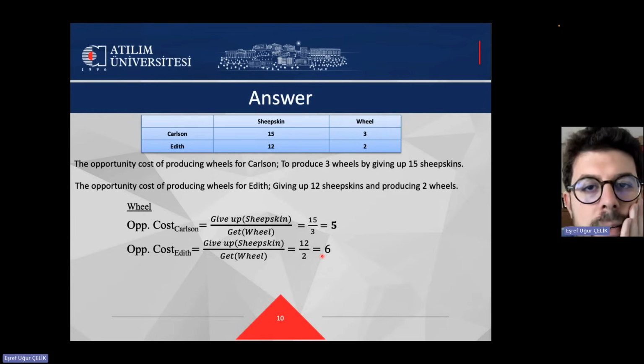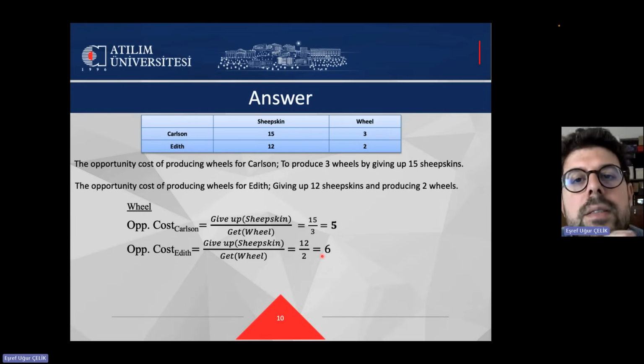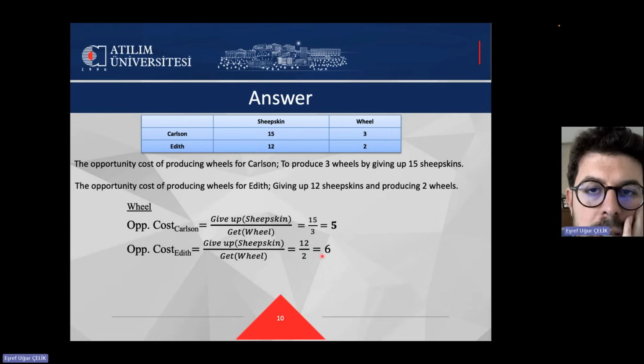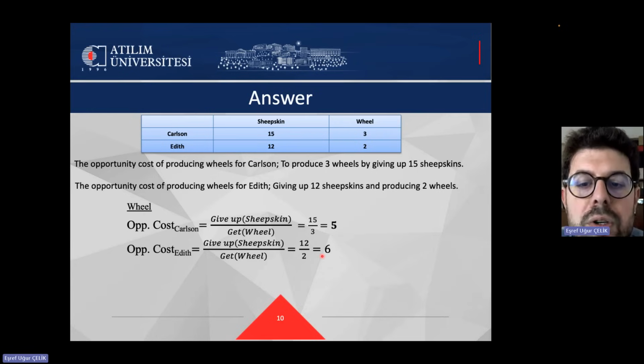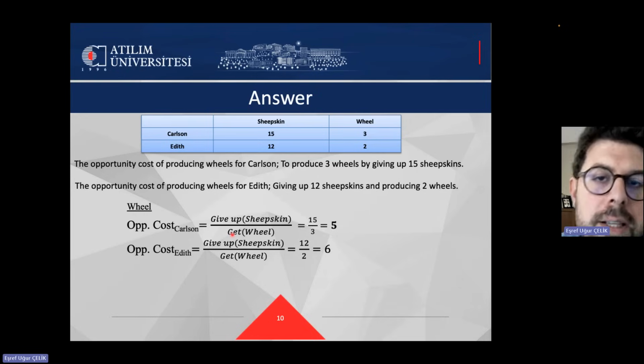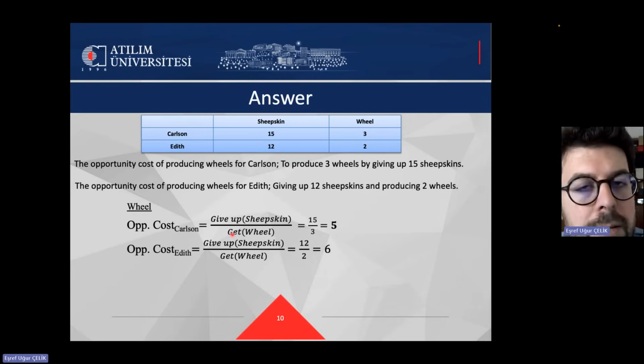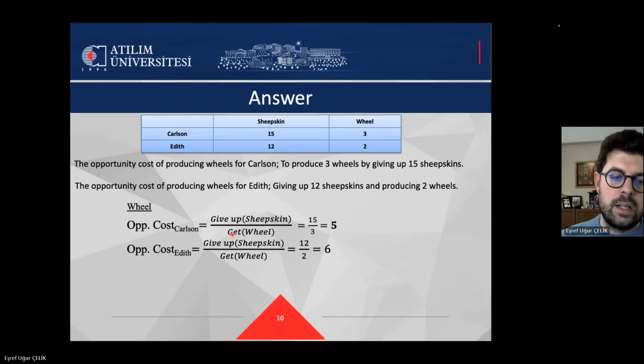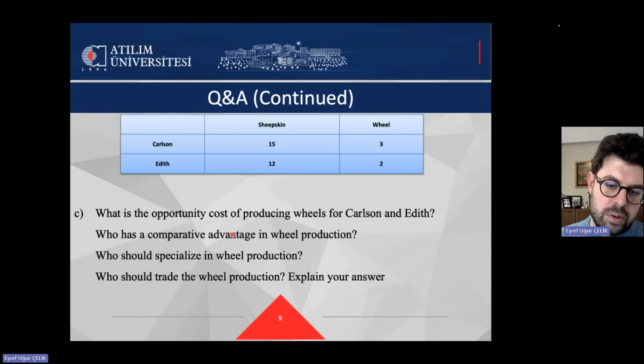For understanding the comparative advantage question, we can compare the opportunity cost. The opportunity cost formula is give up and get. How can we understand which one is give up and which one is get? By looking at the question. Okay, let's turn to the question. What can I ask in the question?